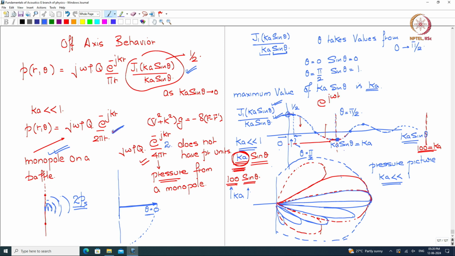For a smaller value of theta, I get the same earlier value of Ka sin theta, and therefore the lobes become narrower. The next peak comes more quickly, the next zero comes more quickly, the next peak again. So now you have this lobe type pattern that has increased.